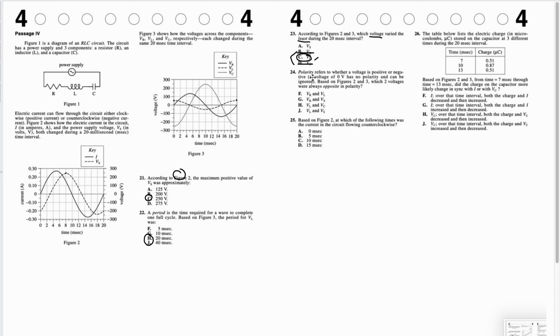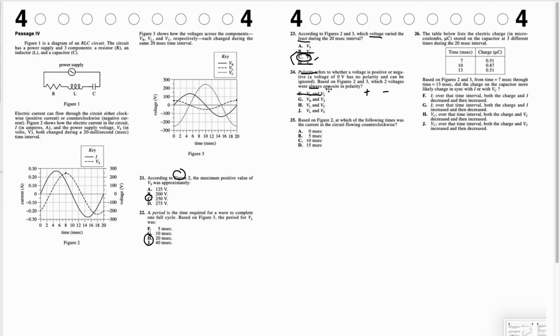Question 24, polarity refers to whether a voltage is positive or negative. So a voltage of 0 V has no polarity and can be ignored. Based on figures 2 and 3, which two voltages were always opposite in polarity? Opposite in polarity is one's positive, one's negative. So we can look at our answer choices. F says VR and VL. VR and VL are the solid and dashed, and at the beginning, they're both in the positive. So that's not always opposite.